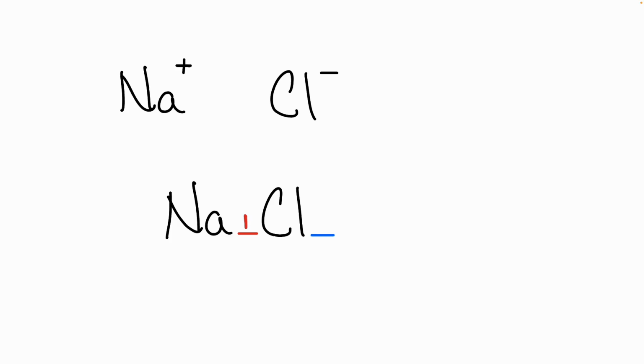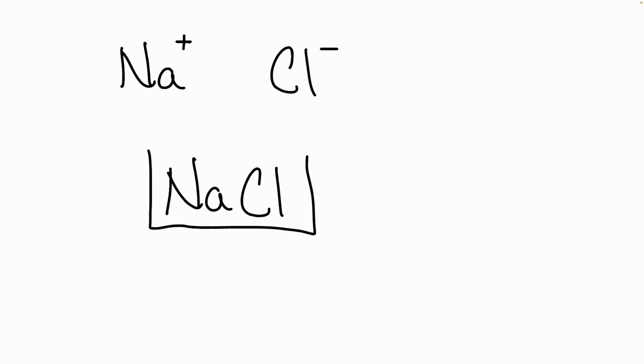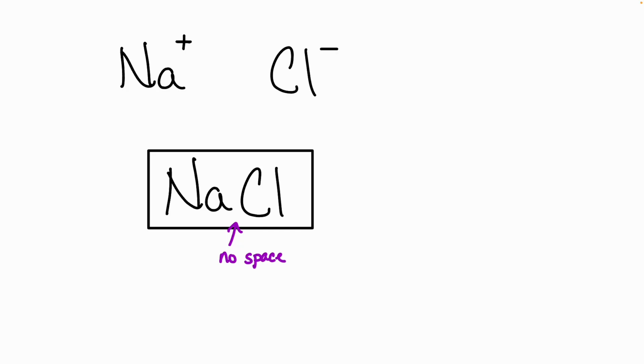So we want 1 sodium for every 1 chlorine. But again, if it's a 1, we just omit it altogether. So my chemical formula here would be NaCl. Importantly, chemical formulas, let's just make note, we got no space in there.